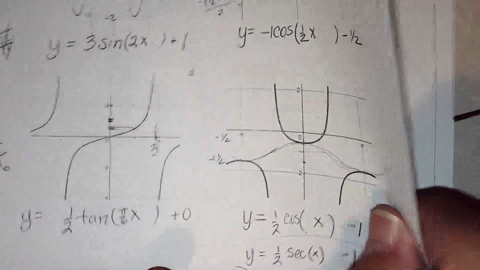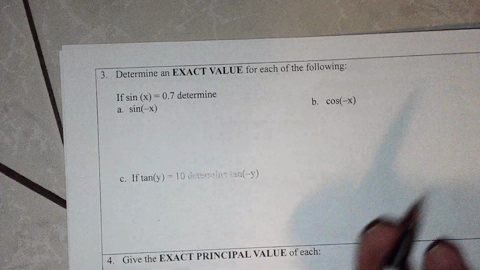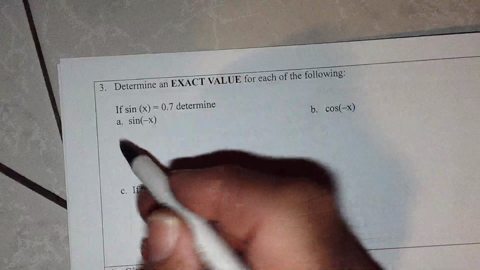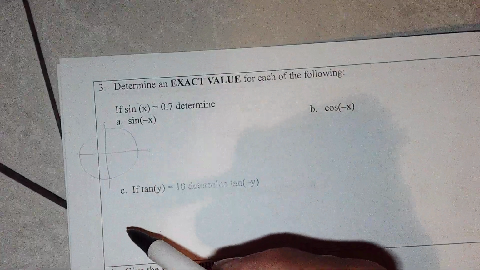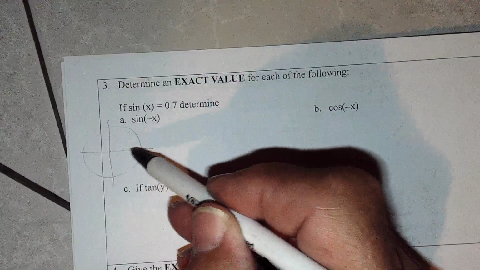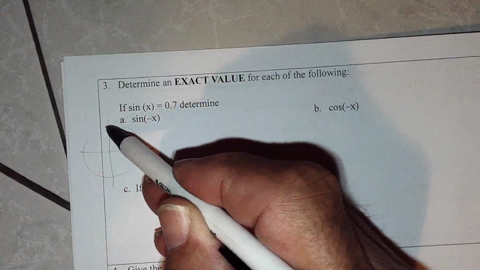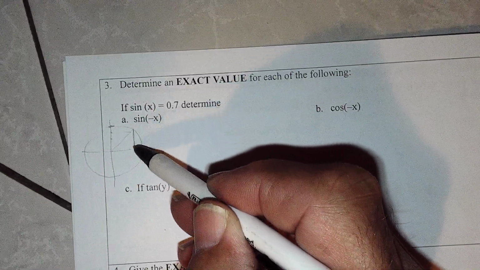Okay, page 2. So I want the exact values for these. Well, if sine of x is 0.7, so if I think about the unit circle, I'm just going to do it this way. If the sine is a positive 0.7, so I go some angle and I get a positive 0.7, here's 1, here's 1/2, so 0.7 is somewhere there, sine of 0.7.